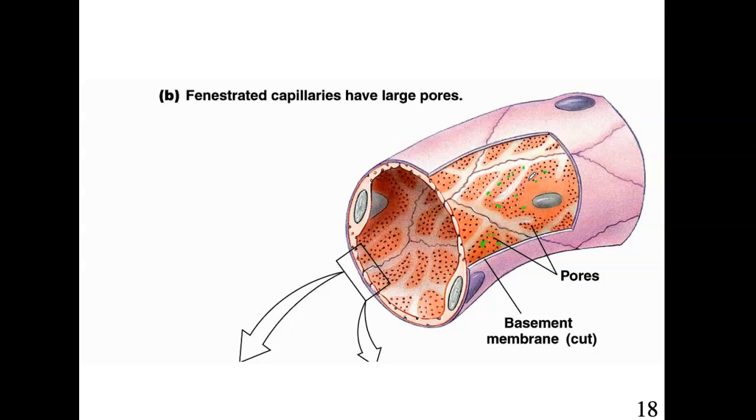They have large pores, and depending on what type of capillary and what region of the body they're in, sometimes you have to filter a lot. If you have to filter a lot of fluid, the kidney's filtering a lot of fluid, you're going to want something that is particularly leaky because you're draining fluid that gets filtered and then bringing it back into the body again.